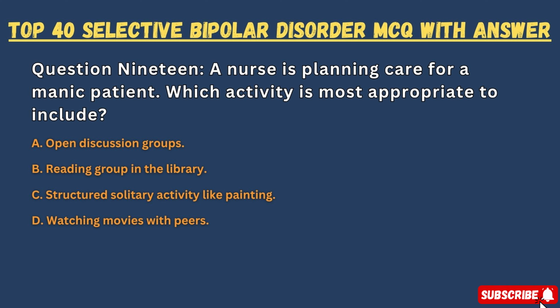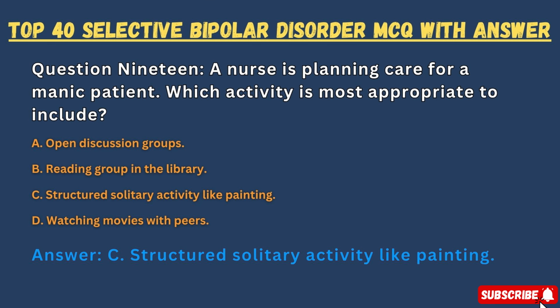Question 19. A nurse is planning care for a manic patient. Which activity is most appropriate to include? A. Open discussion groups. B. Reading group in the library. C. Structured solitary activity like painting. D. Watching movies with peers. Answer. C. Structured solitary activity like painting.